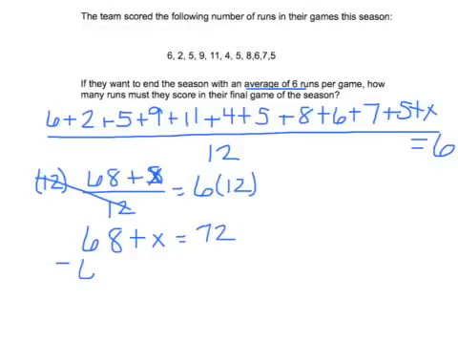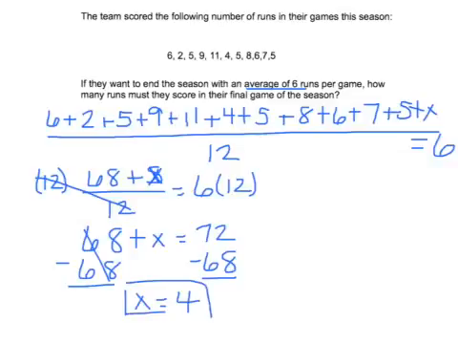And lastly, we would subtract 68 from both sides. That leaves me with 4. So they need to score 4 points their last game for them to have an average of 6 runs per game.